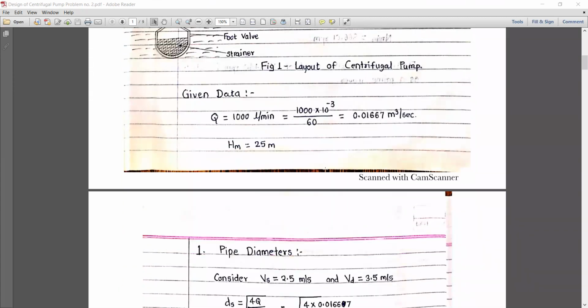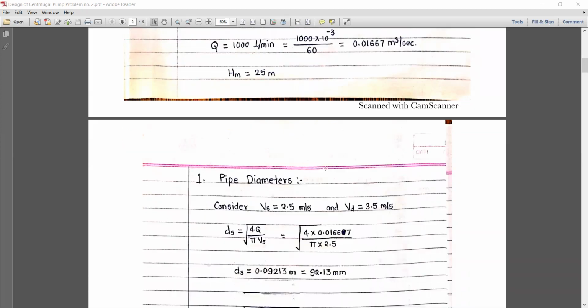What is the initial data? Initially, they have provided only two things. The first one is the discharge, which is 1000 liter per minute. We can convert it into meter cube per second. Just divide by 60 into 1000, so you can directly convert liter per minute to meter cube per second. After conversion, the value of Q is equal to 0.01667 meter cube per second, and the manometric head or total head is given, that is 25 meter.